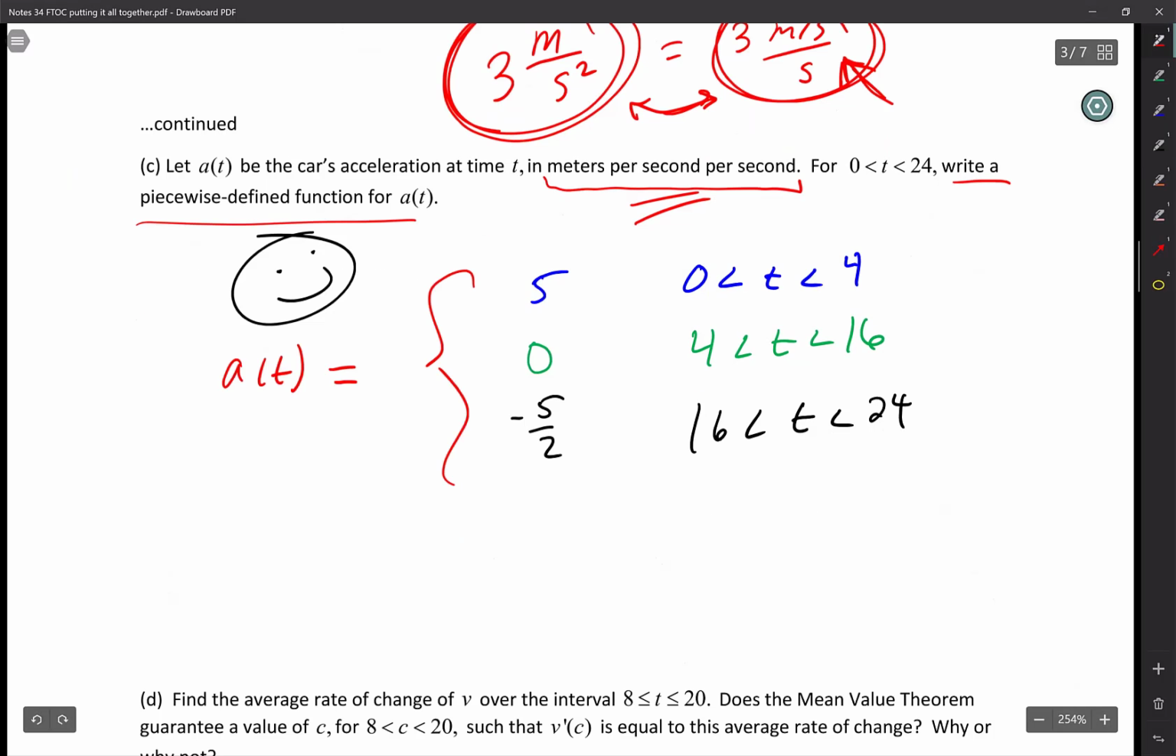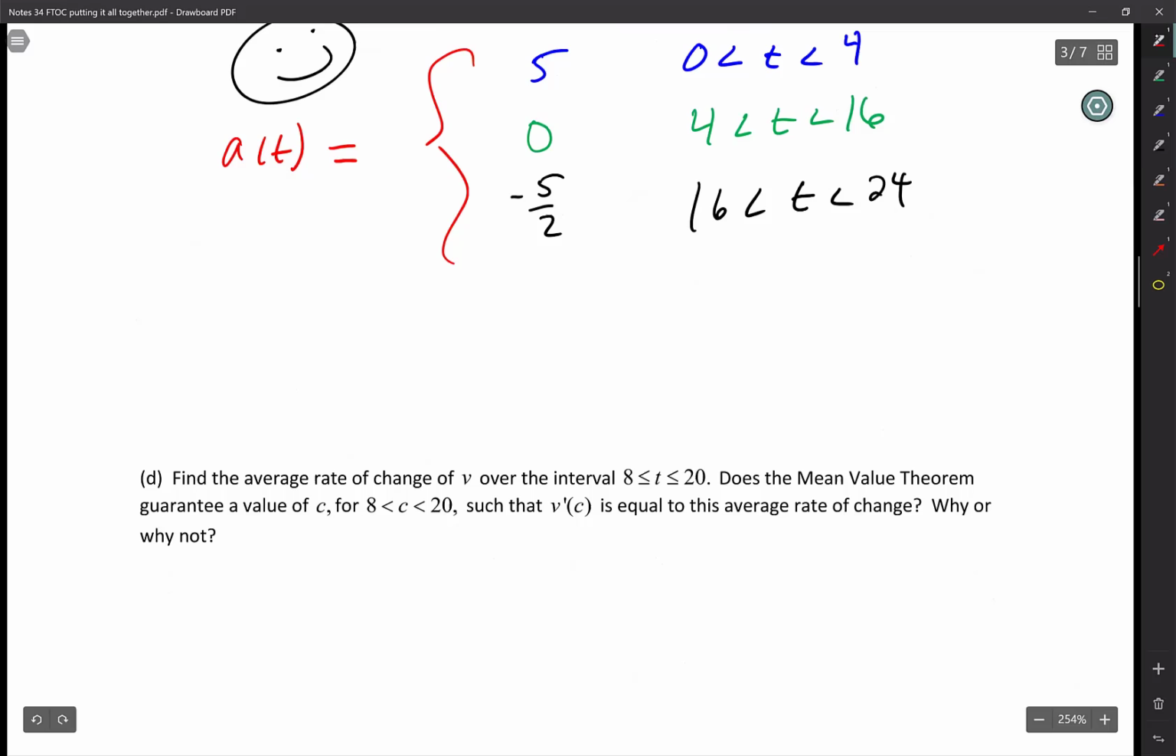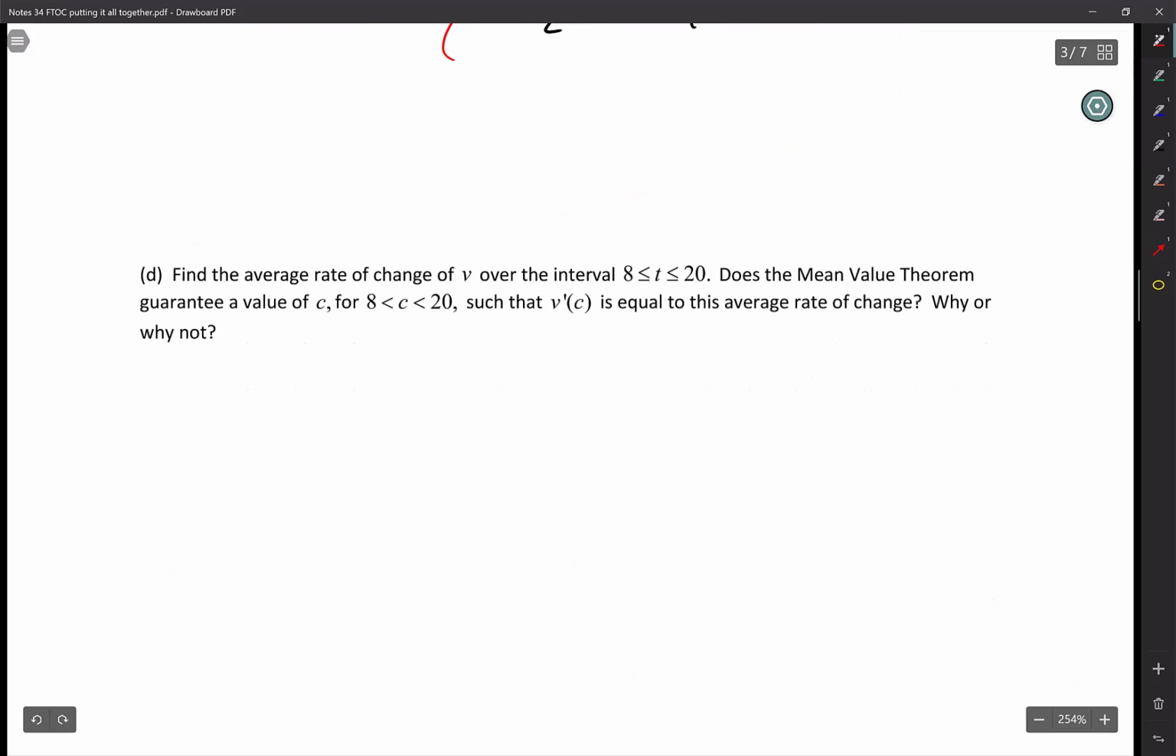All right. Here we go. Last one here. Find the average rate of change. Oh, there's that word again. Find the average rate of change of V over the interval 8 to 20. Does the mean value theorem guarantee a value of C between 8 and 20 such that V prime of C is equal to this average rate of change? Why or why not?